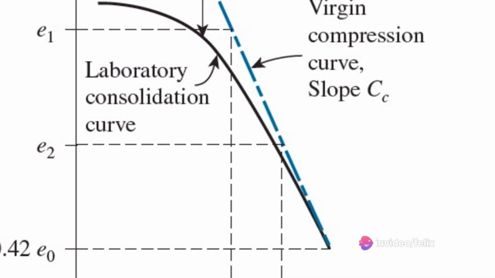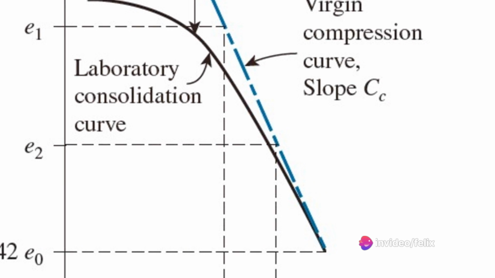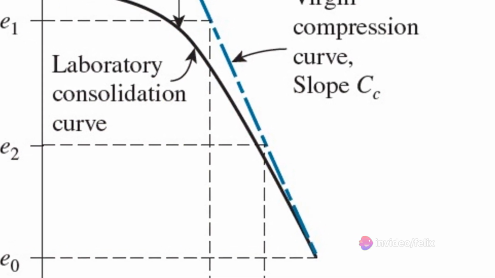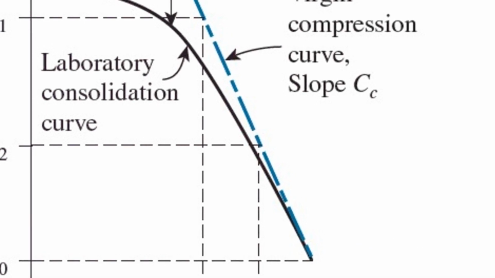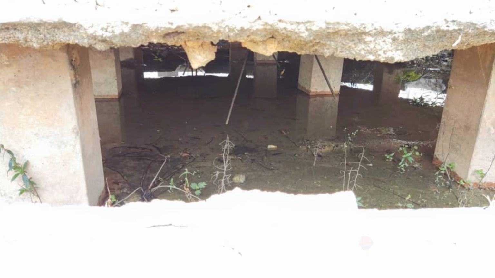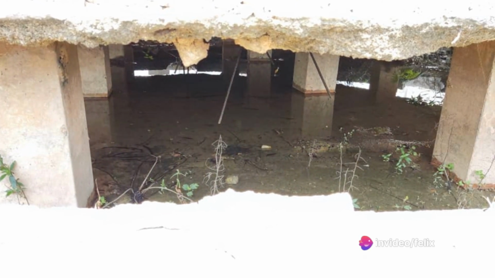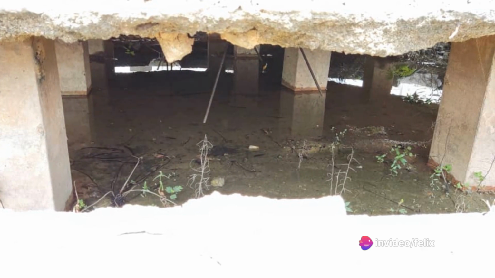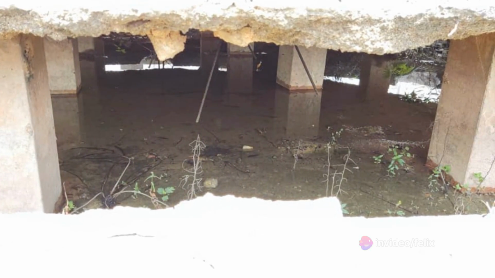In conclusion, the odometer test is a laboratory test conducted on soil samples to determine their compressibility and settlement characteristics. It is an important test in geotechnical engineering for predicting the settlement of structures and assessing the time-dependent behavior of soils. By following the general procedures outlined in this script, engineers can obtain valuable data to inform their design and construction decisions.